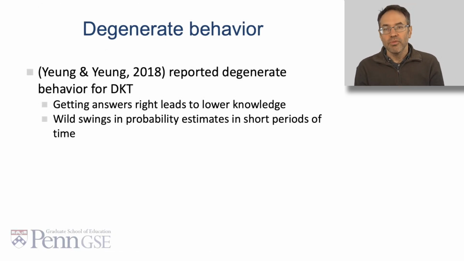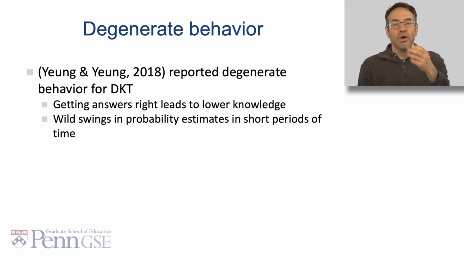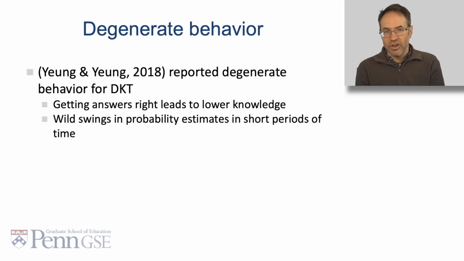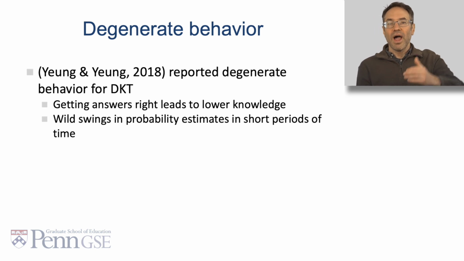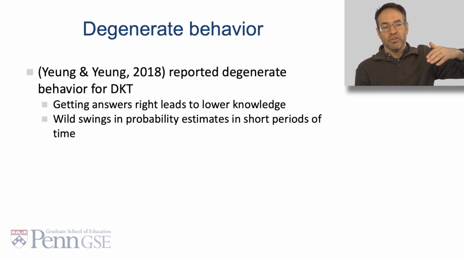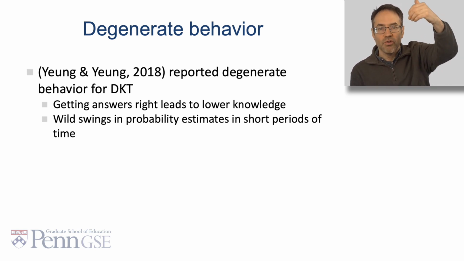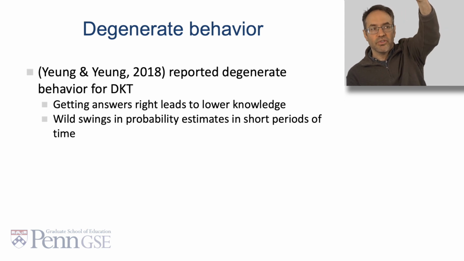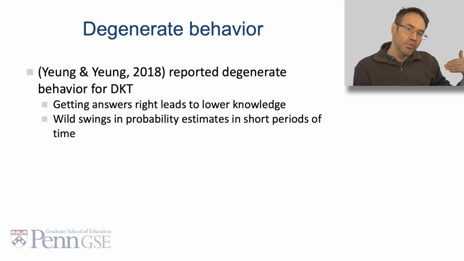One of the first problems noted for DKT was work by Yeung and Yeung, who reported degenerate behavior for DKT. And we talked a little about degeneracy for BKT and PFA, but this degeneracy was even worse. People getting answers right and the knowledge estimates dropping. Wild swings in probability estimates in short periods of time, like a student gets it right and they go from 30% probability of knowing it to 95%. They get it wrong, they shoot back down to 20%.